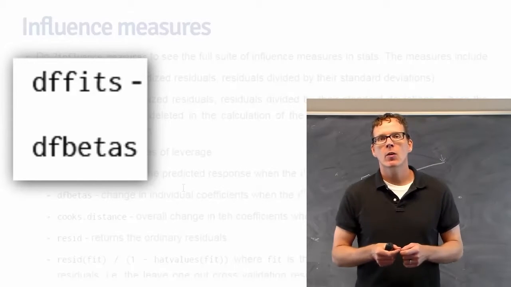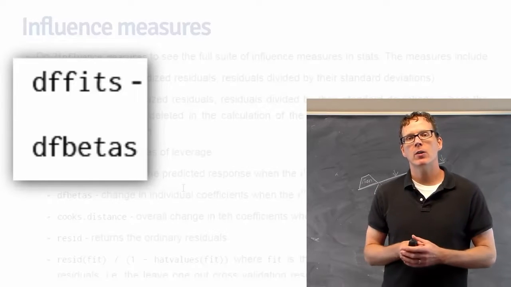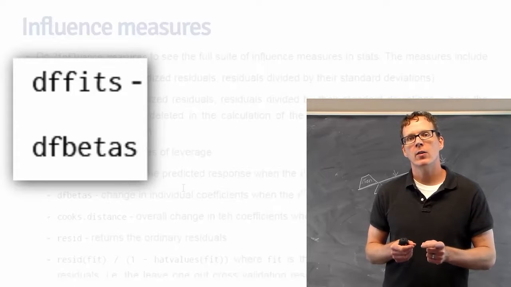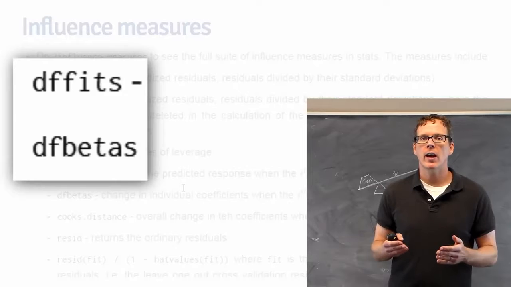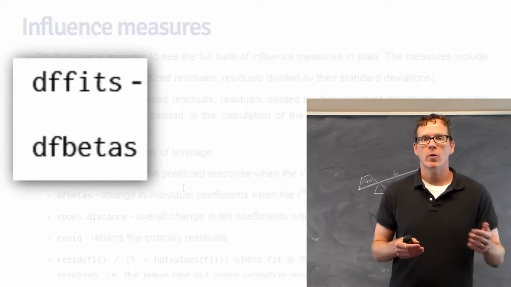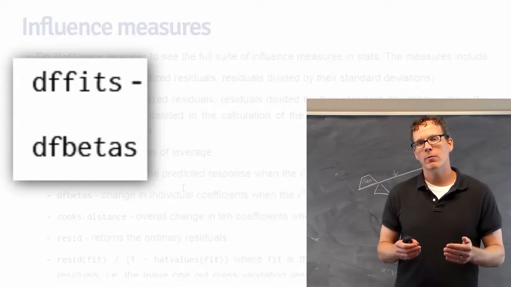So DF fits, for every data point, sees how much the fitted value at that X value changes depending on whether or not that point was included. The DF betas look specifically at the slope coefficients. How much do the slope coefficients change whether or not that particular data point is included?